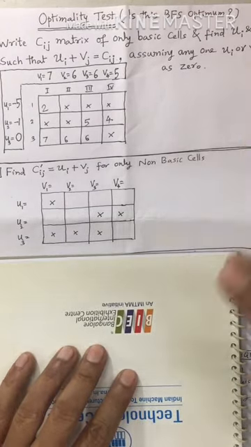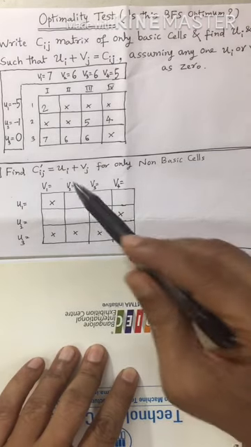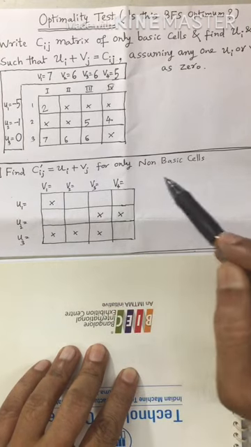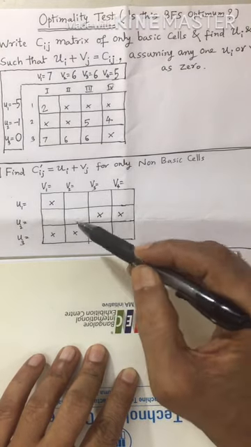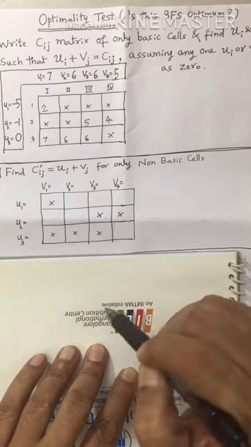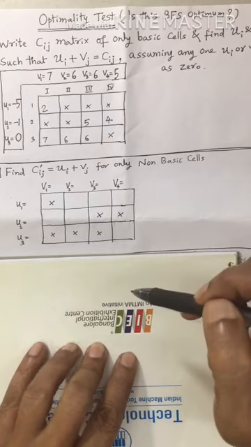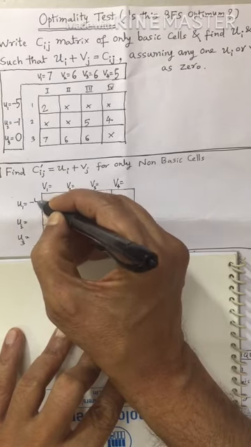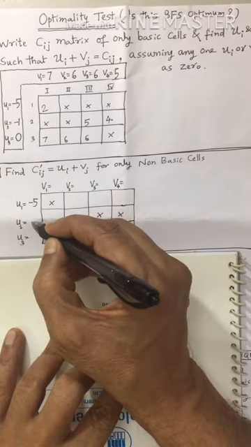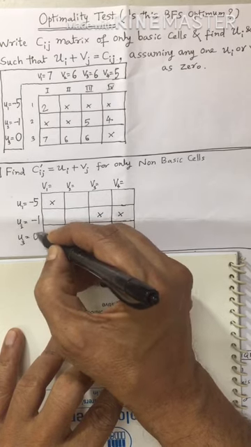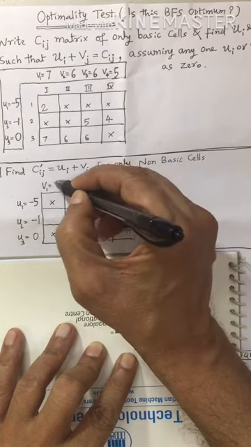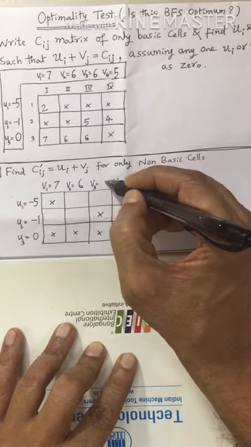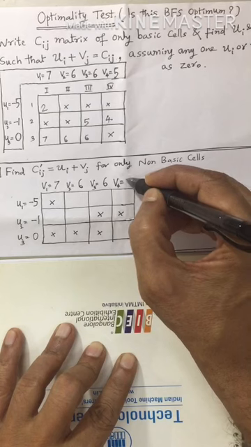Now let me come to the second step: find Cij dash, which is equal to Ui plus Vj, for only non-basic cells. Now I have put a cross for all basic cells. Now let me add the U's. U1 I know is minus 5, U2 is minus 1, and U3 is 0. So V1 is 7, V2 is 6, V3 is also 6, V4 is 5.